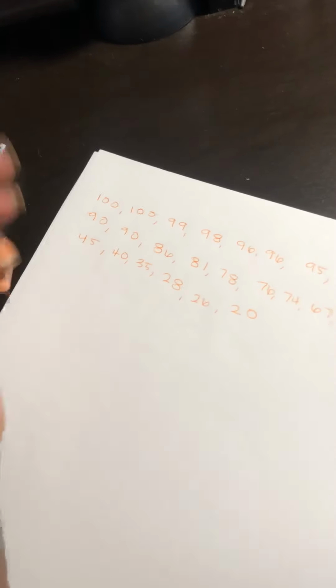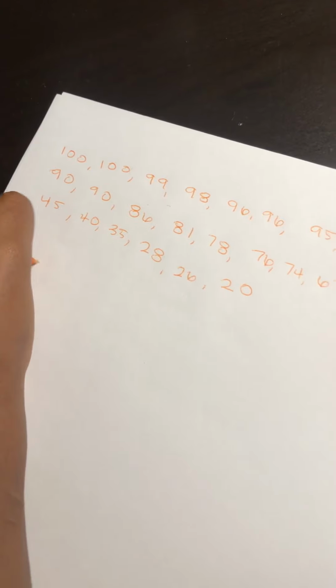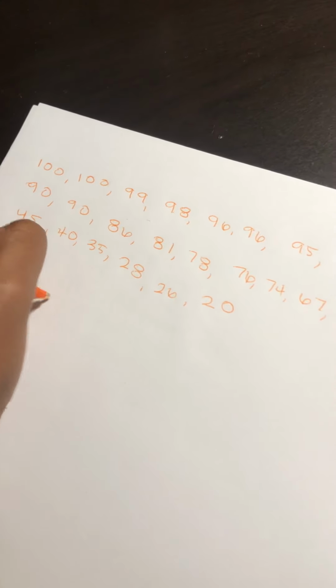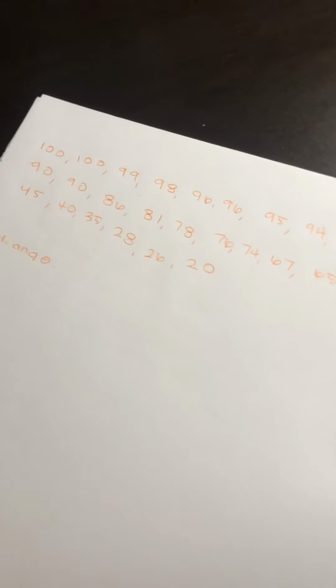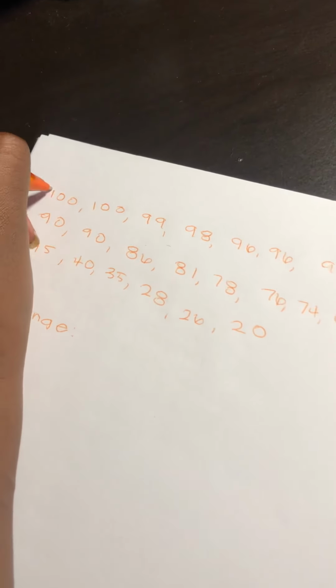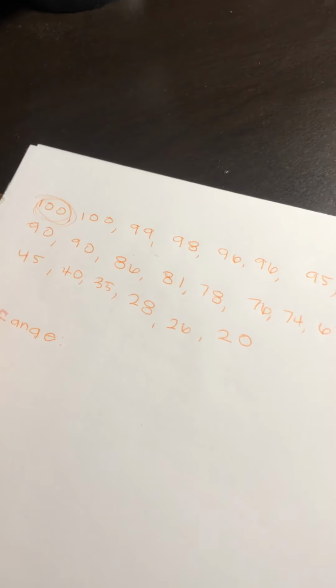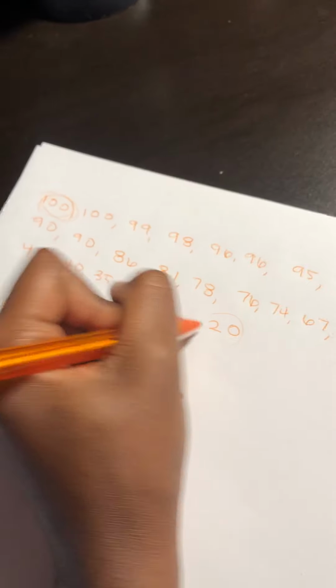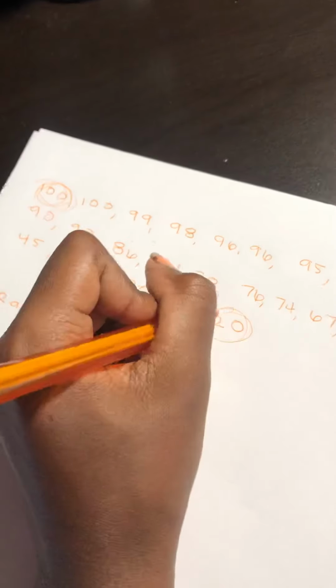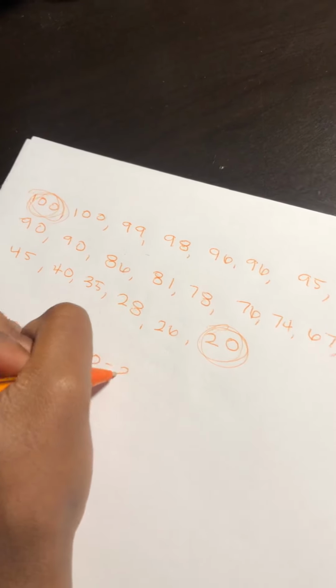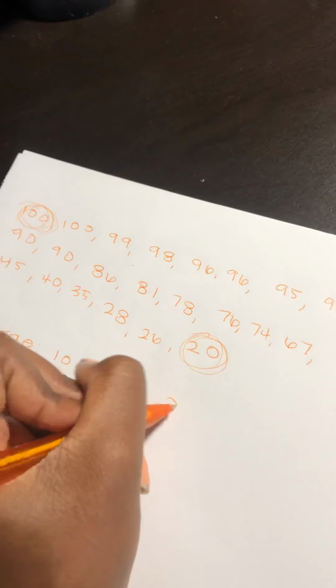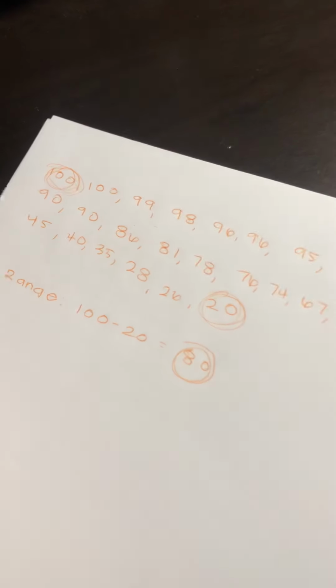Now for these, after analyzing it, you have to find out the range. Now the range is subtracting the minimum number from the maximum number, which means 100 minus 20, and you will get 80. The range is 80.